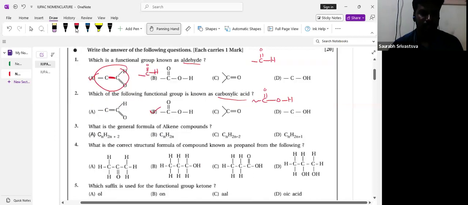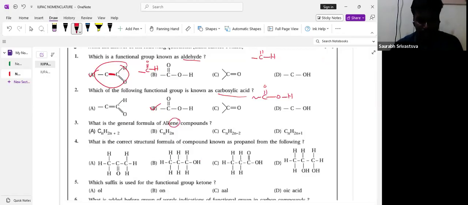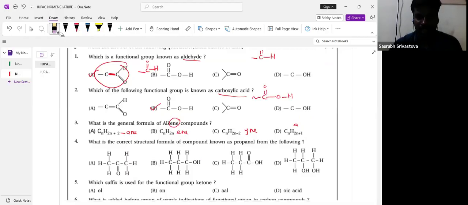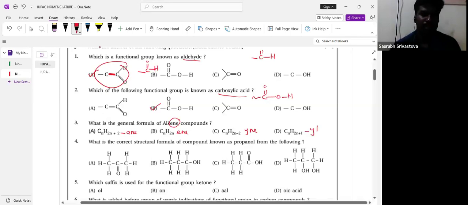Okay. And next, third question. General formula. What is the alkene general formula? ENE. This is ANE, and this one ENE, and this one YNE, and this one YL. That means alkyl. Correct? One hydrogen is missing. That's why we have to write this as YL. Alkyl. This is alkane. This is alkene. This one alkyne, and this one alkyl. So they gave alkene. So this one is the answer.